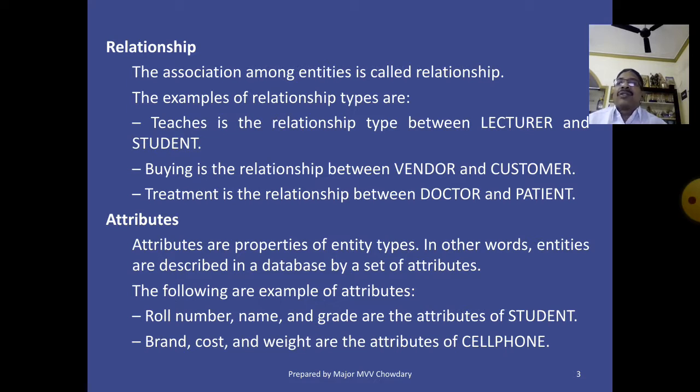Brand, cost and weight are the attributes of cell phone. Here cell phone is the entity. In that entity cell phone, brand, cost, weight are the attributes. That means properties of an entity, properties of cell phone, which are also known as characteristics of cell phone. This is about attributes.